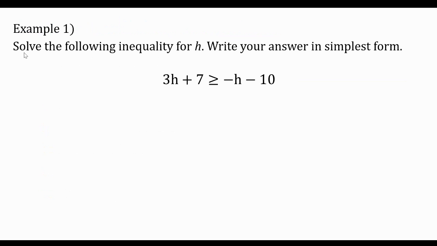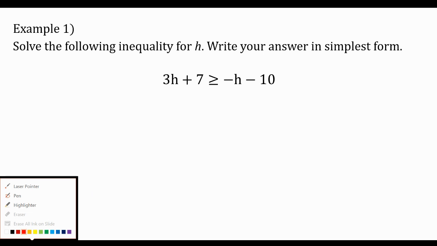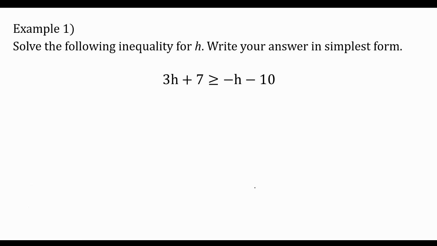So example 1 is solve the following inequality for h. Write your answer in simplest form. Okay, so simplest form kind of hints at the fact that there might be fractions involved. So let's go ahead and draw those train tracks first. Now there's nothing to distribute, and if you take a look at both sides of the inequality symbol, these are not like terms and these are not like terms, so we can't combine anything. So we're going to go right into moving the variable.